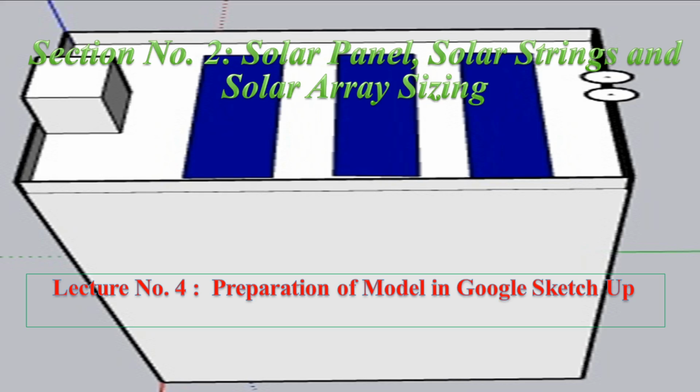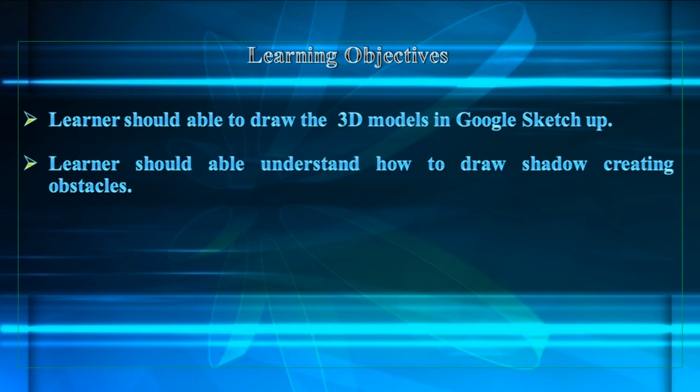Section number 2, solar panel, solar strings and solar array sizing. Lecture number 4, preparation of model in Google SketchUp. Learning objectives of lecture number 4: the learner should be able to draw 3D models in Google SketchUp. The learner should be able to understand how to draw the shadow-creating obstacles.